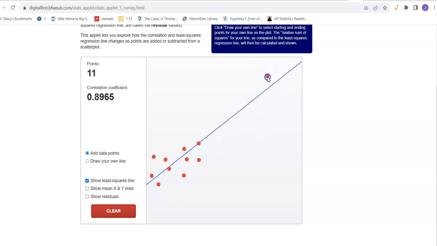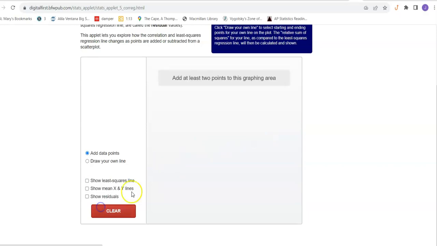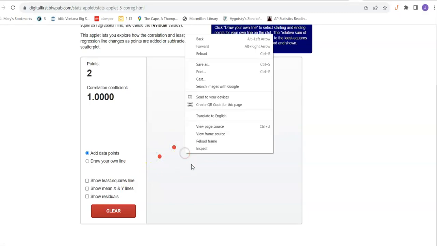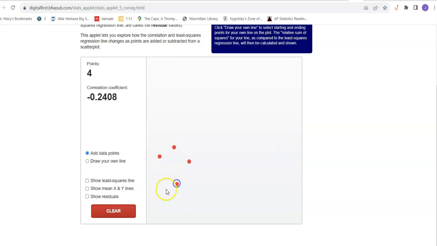It can make it very strong or quite weak, even 0. So you can do lots of changes with those kinds of things. If you had points like this, it looks like a negative correlation, but again, 1 point way up here is going to change it quite a bit.